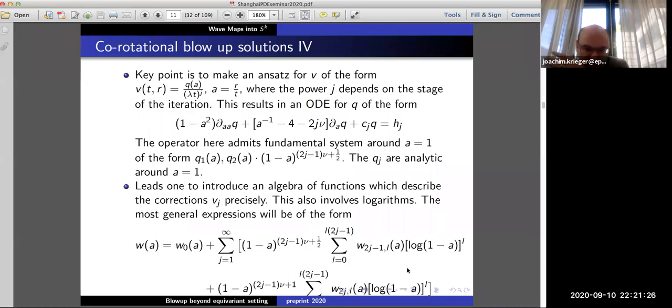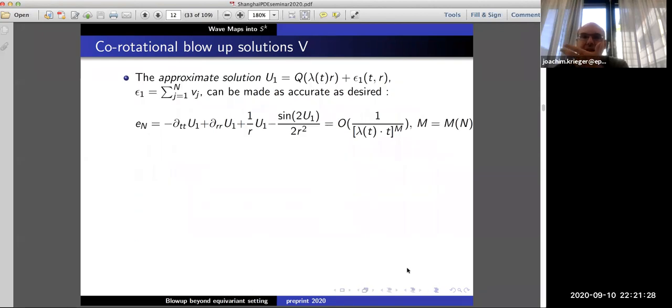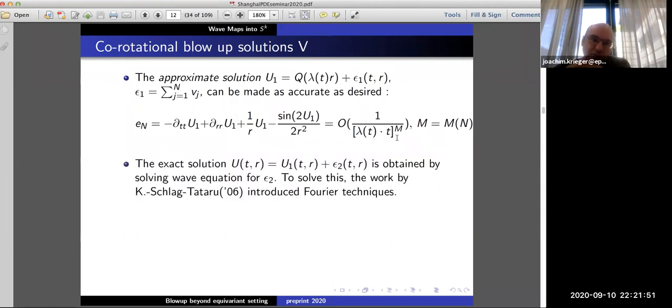Okay, so this is the first stage. And then you have to complete this approximate solution after you have added capital N of these corrections. You're trying to complete this to an exact solution. So the error that you're making after stage capital N, you can make this decay very fast in terms of time t as you approach blow up time. And so then in the end, you still have to solve a wave equation. And of course, now you have to do something different, but you can take advantage of the fact that the error that you're left with at this stage is extremely small. I mean, it decays extremely fast with respect to time.